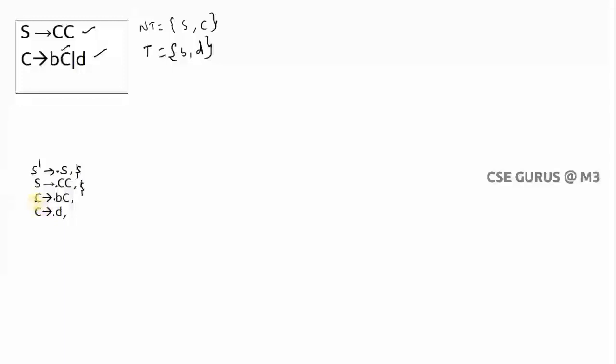C is there. You check it out. Is there any dot C production? Yes, here. What is there after dot C? Do you have any symbol? Yes, you have a symbol. What is that symbol? C is there. Now, whenever you find a symbol, you find the first of that symbol. If it is a terminal or non-terminal, whatever it may be.